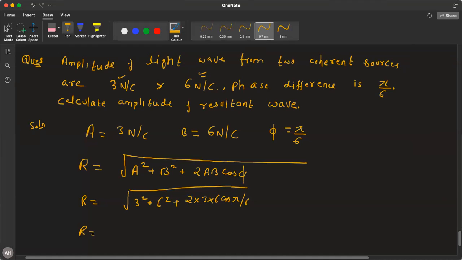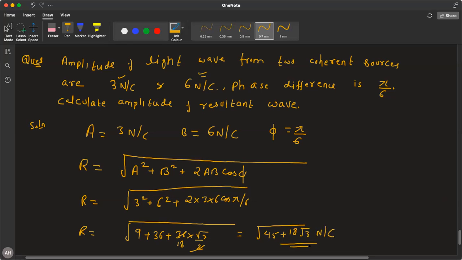So your R is root over 9 plus 36. Cos pi by 6 is half. Not half. Cos pi by 6 is root 3 by 2. So the 2 will cancel out. This will be 18. So we have 36 plus 9, which is 45, plus 18 root 3. This much Newton per coulomb is the resultant amplitude. It's root of 45 plus 18 root 3 Newton per coulomb. Note it down.